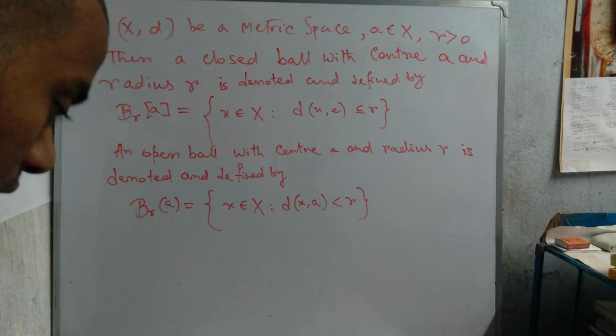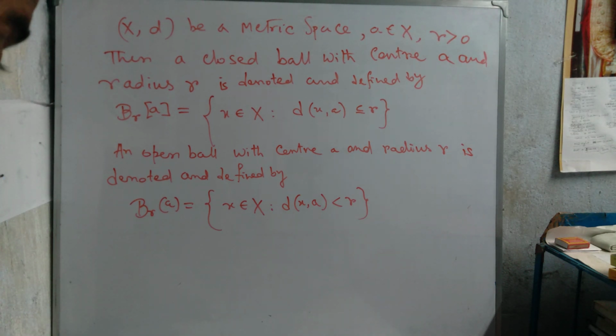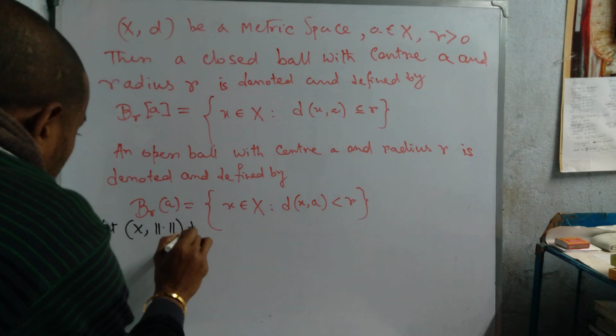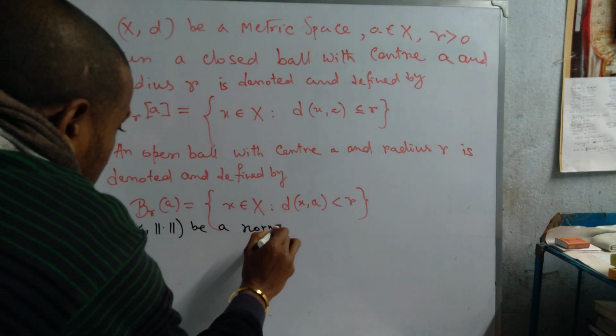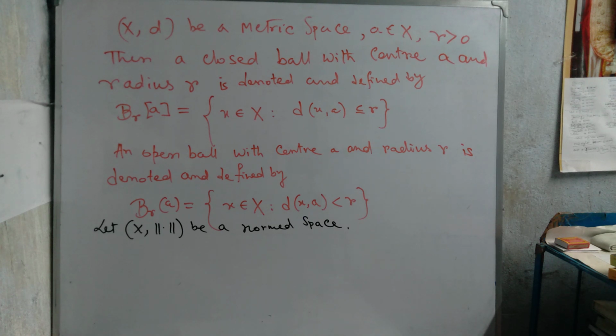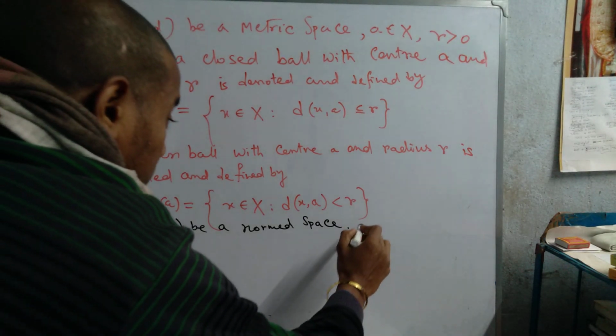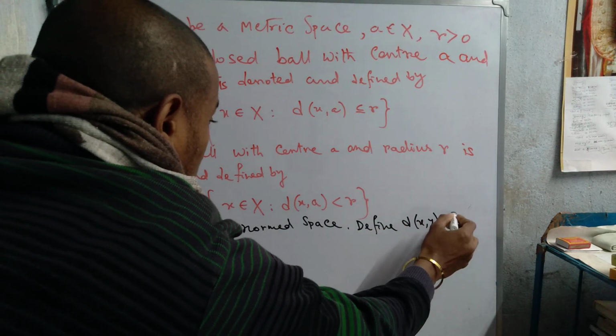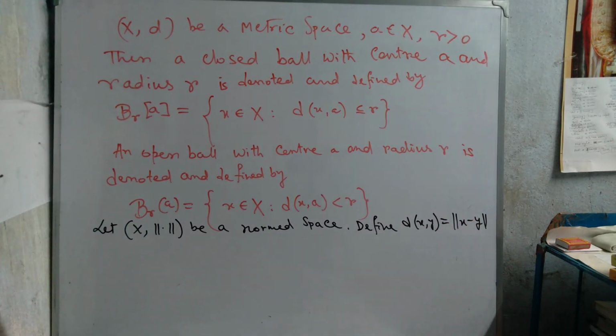Then we also discuss further in normed space. That means we know about that. Now in normed space, how does this closed ball form and how does this open ball form? So we write here, let (X, norm) be a normed space. Then define d(x, y) equal to norm of x minus y.